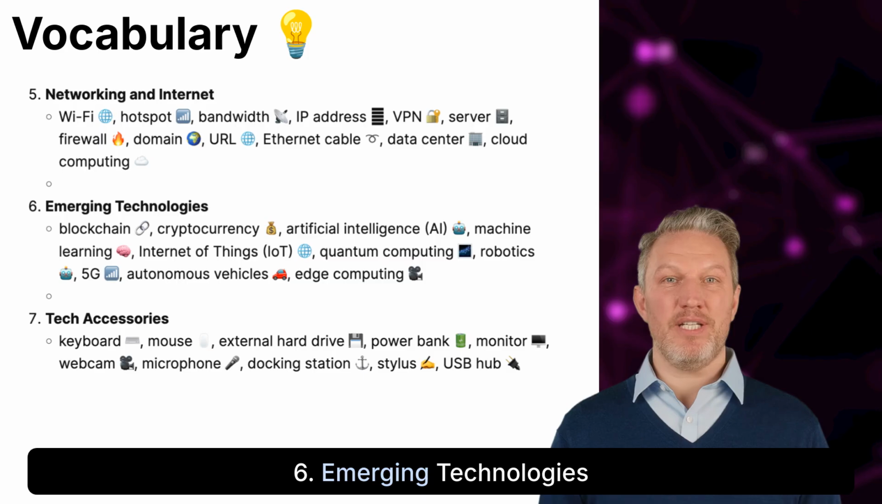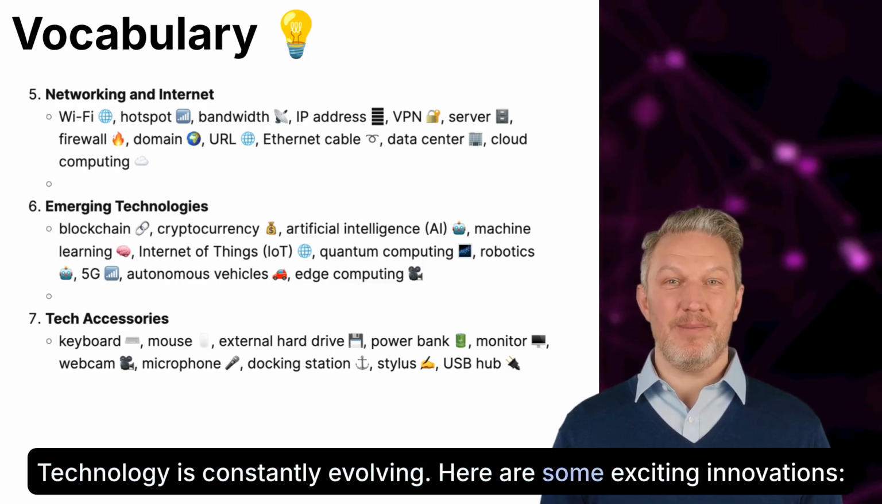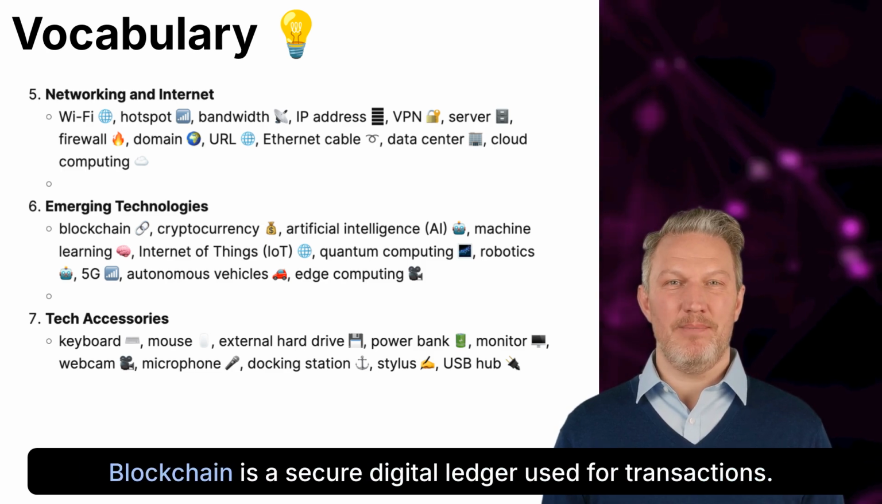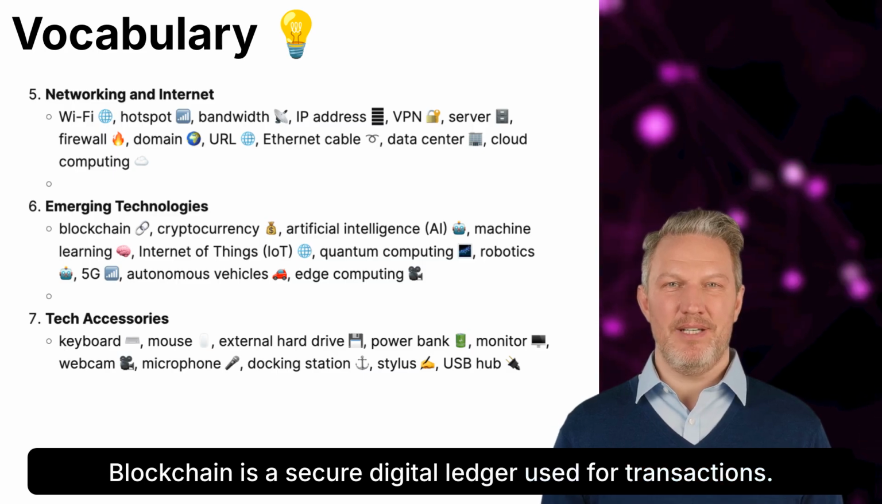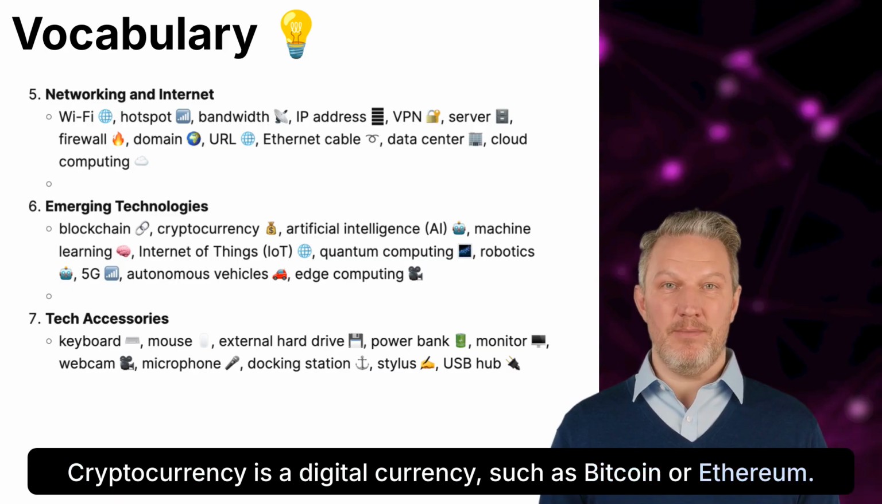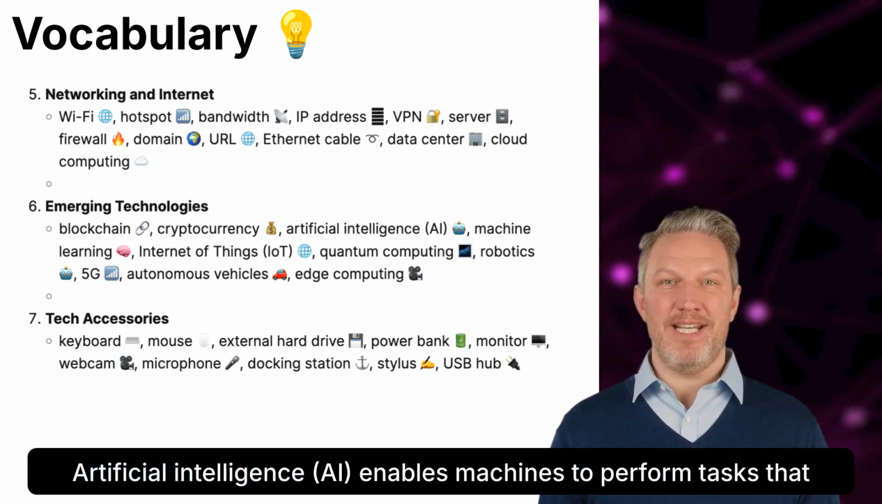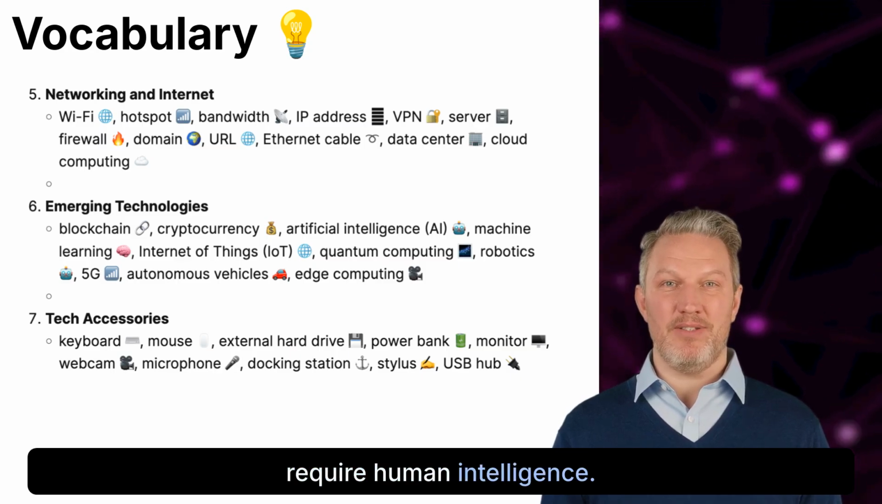6. Emerging technologies. Technology is constantly evolving. Here are some exciting innovations. Blockchain is a secure digital ledger used for transactions. Cryptocurrency is a digital currency, such as Bitcoin or Ethereum. Artificial intelligence, AI, enables machines to perform tasks that require human intelligence.